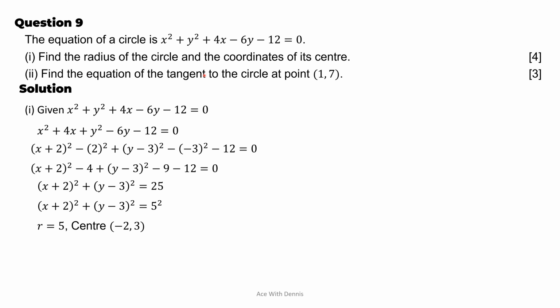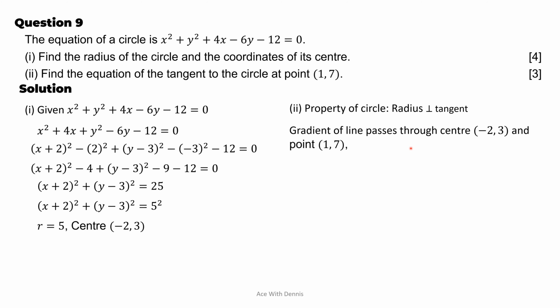Now the next question, I want to find the equation of the tangent to the circle at point (1, 7). So we apply the property of a circle where the radius is perpendicular to the tangent. We want to find the gradient of the line passing through the center (negative 2, 3) and the point (1, 7), which is this point. So m equals 7 minus 3 over 1 minus negative 2. This is the formula of the gradient. We get the value 4 over 3.